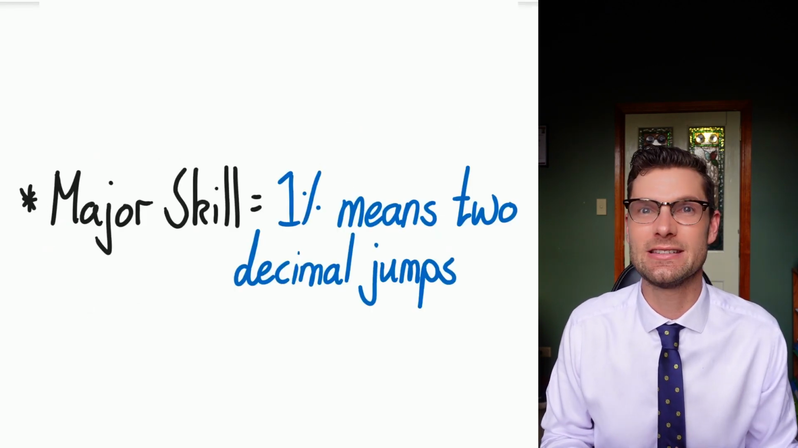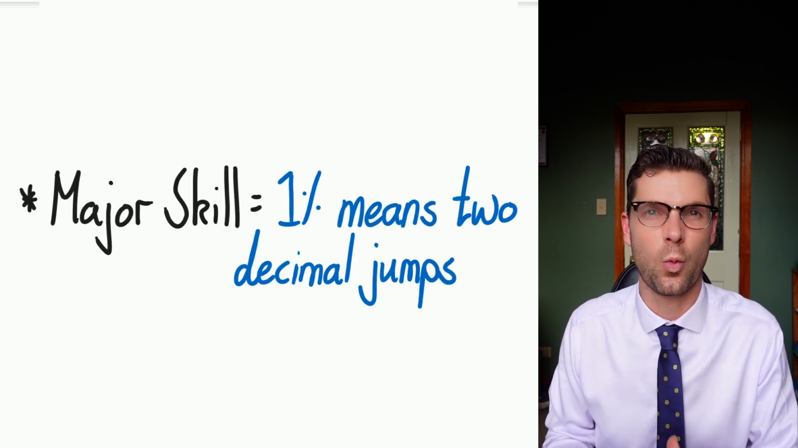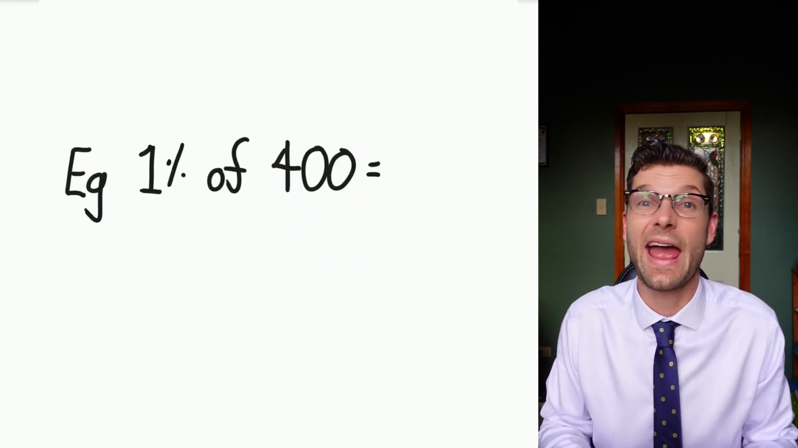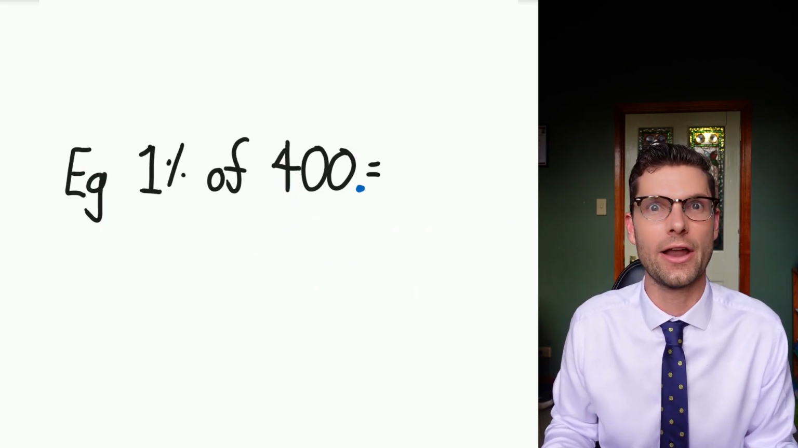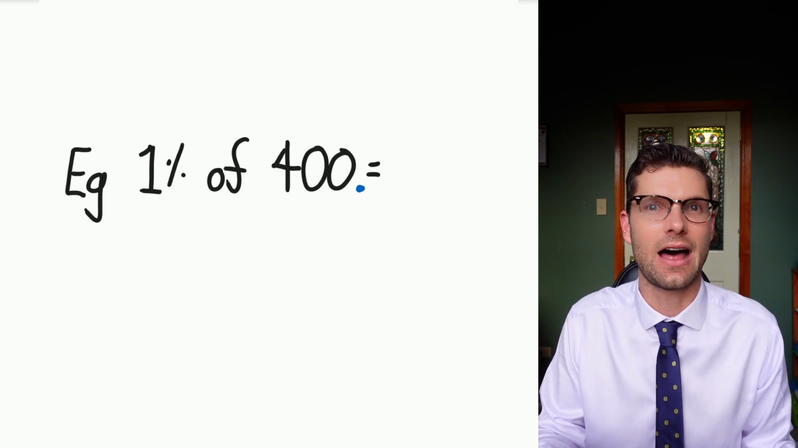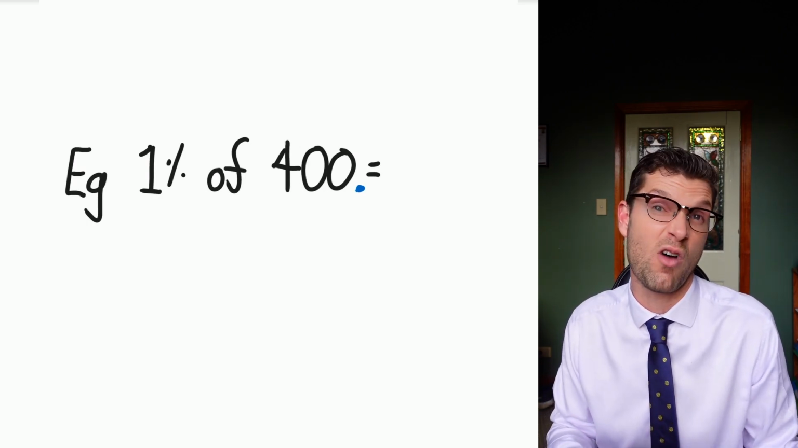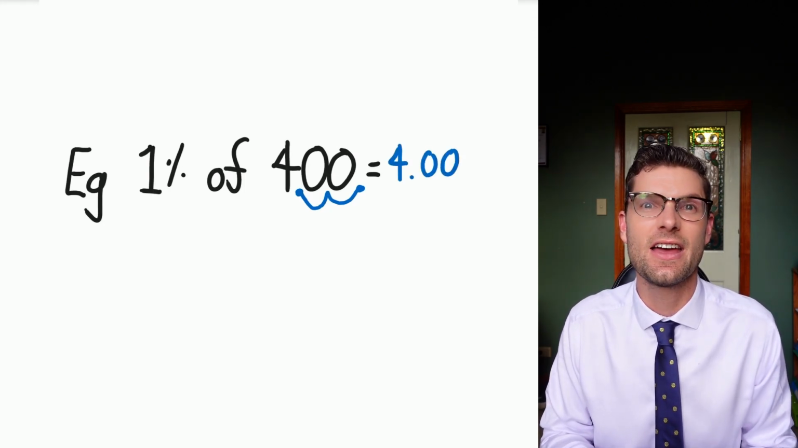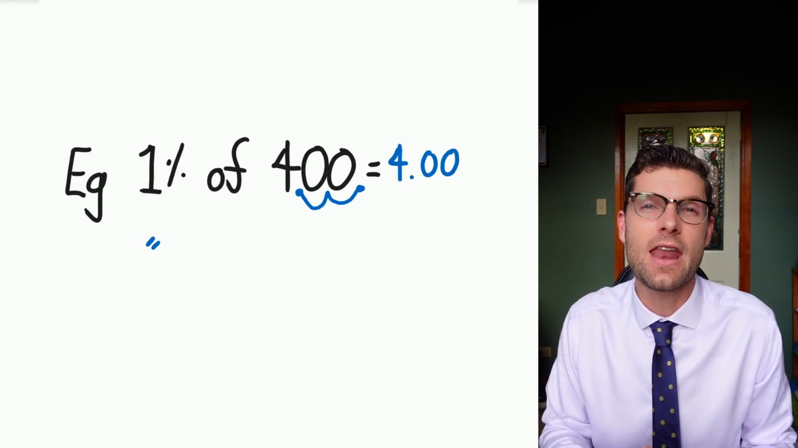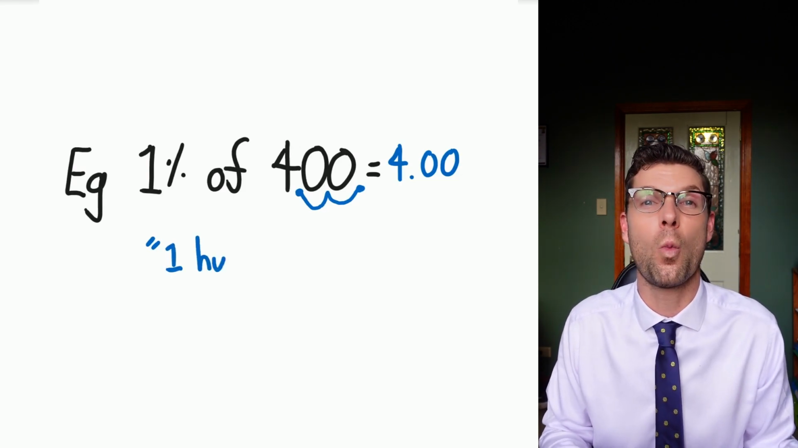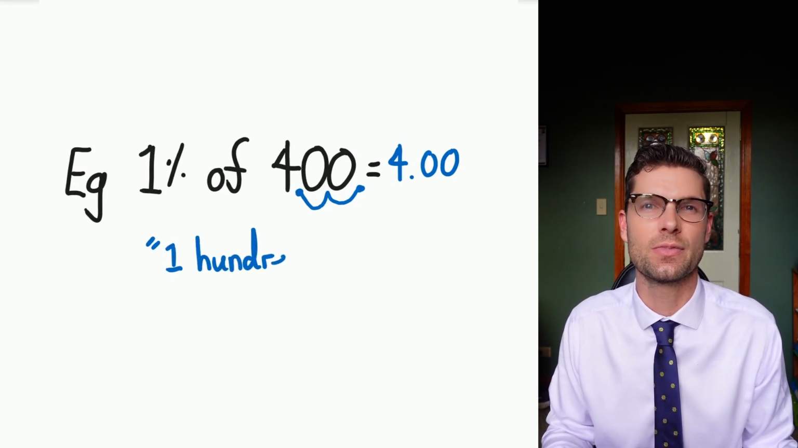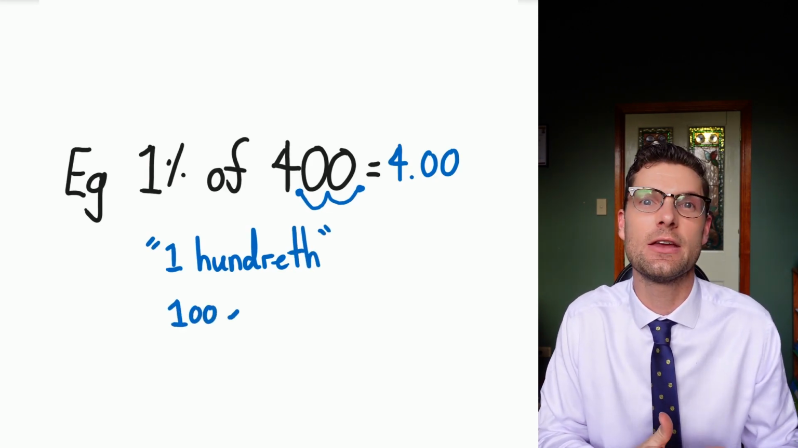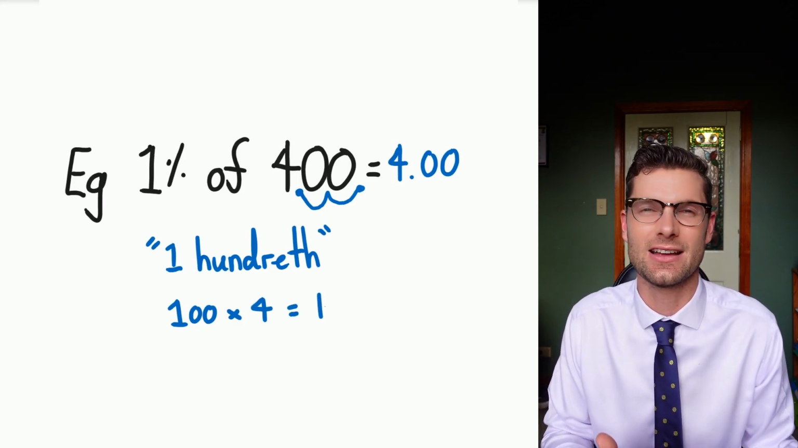So the big difference between 10% and 1%: 10% was 1 decimal point jump, and 1% is 2 decimal point jumps. So if we look at an example, if I've got 1% of 400, I've got that decimal after the last number that I can just imagine. I would prefer if you actually put it in, and I'd move it 2 positions to the left. This becomes 4. Another way of saying 1% is we're talking about 1/100th of the original value. So if I take my answer, the 4, and then multiply it by 100, it will give me the original value, or that 400 that I started with.